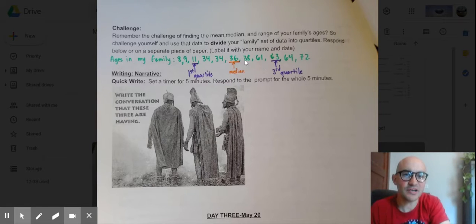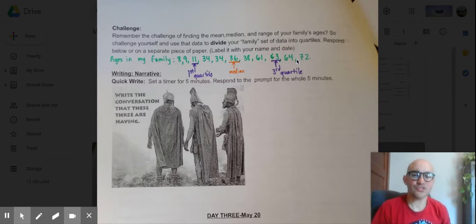And then we do the same thing on the right side of our median. On the other side, we do the same thing. There are 1, 2, 3, 4, 5 values as well. And so the middle value here, right down the middle, we divide it at 63. And that marks our third quartile. So there are 2 values here and 2 values here.